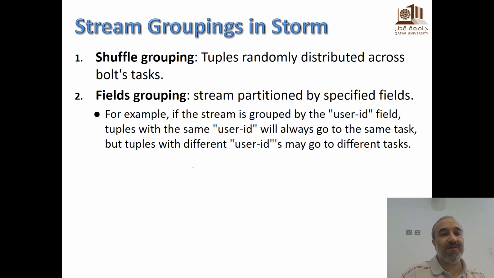The second one is called fields grouping, and this is partitioned by a specific field. So for example, if the stream is grouped by the field user ID, then the tuples with the same user ID will always go to the same task. So this is like group by, right? Group by the specified field.